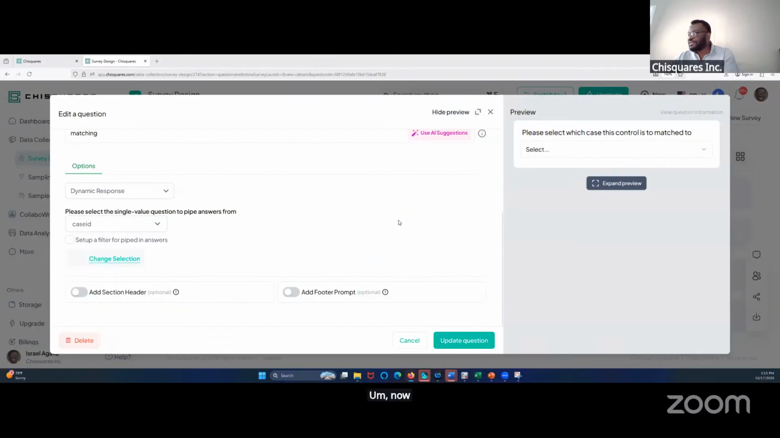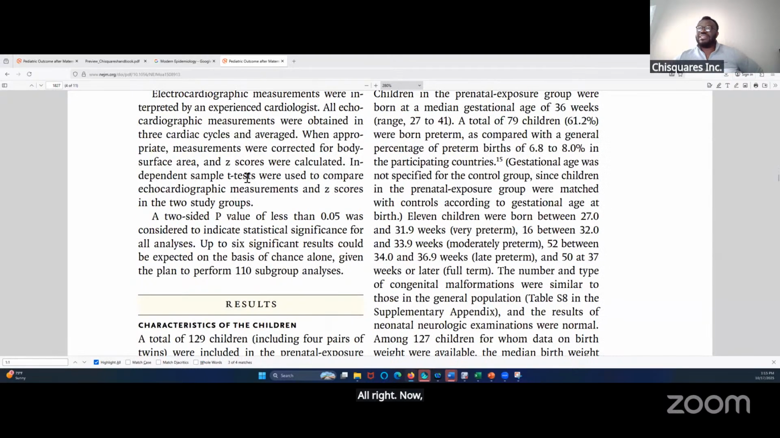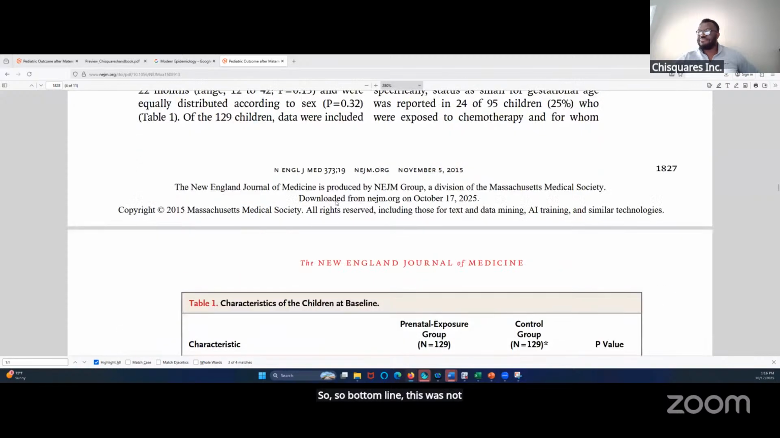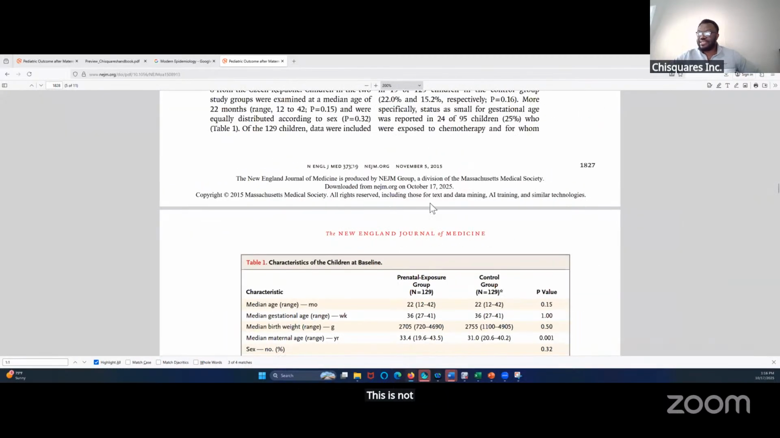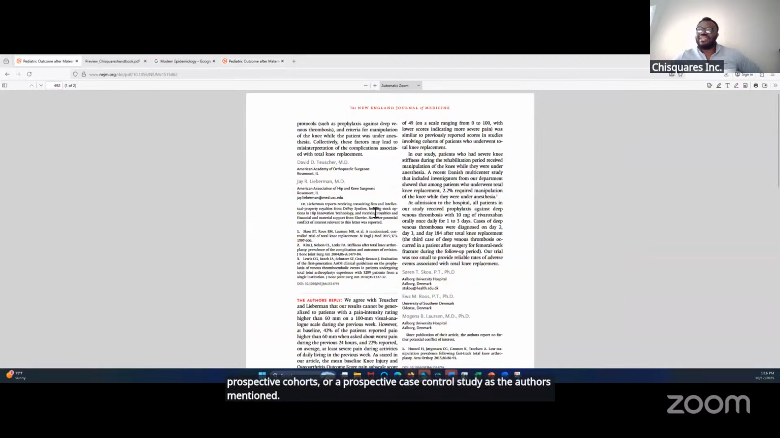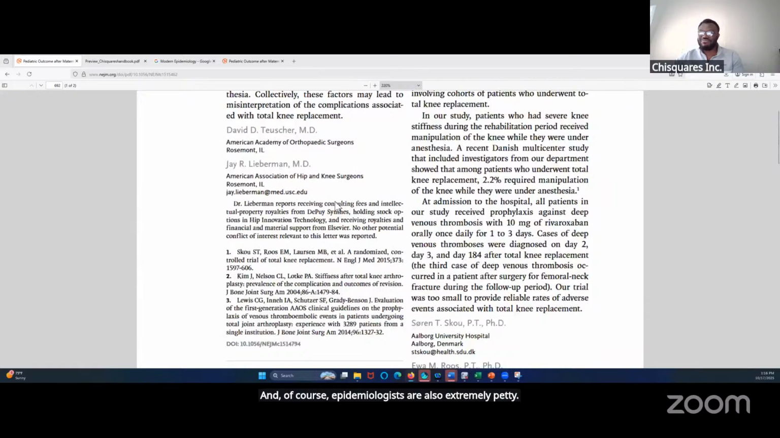Now let's go back to our paper that we're reviewing, if I can find it again. All right. Now let's look at this. So bottom line, this was not a prospective cohort or a prospective case control study, as the authors mentioned. And of course, epidemiologists are extremely petty. I think these are the most petty people in this world.